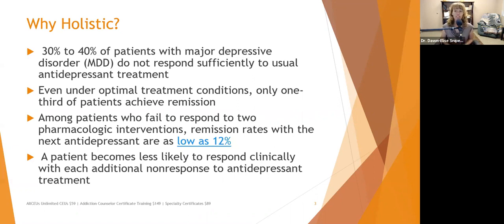Among patients who fail to respond to two pharmacologic interventions, remission rates with the next antidepressant are as low as 12%. Every pharmacological treatment they try theoretically lowers people's likelihood of response. And we could hypothesize about all the reasons that might be. Part of the reason is, and again, my belief is that we may not be addressing the root cause of the imbalance. It may be a problem in the system transmission, not that there's a lack of a particular neurotransmitter.